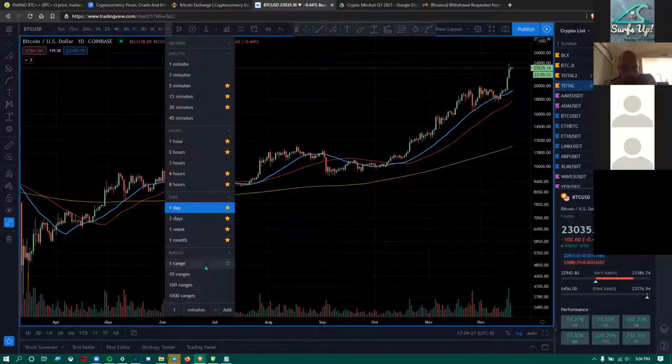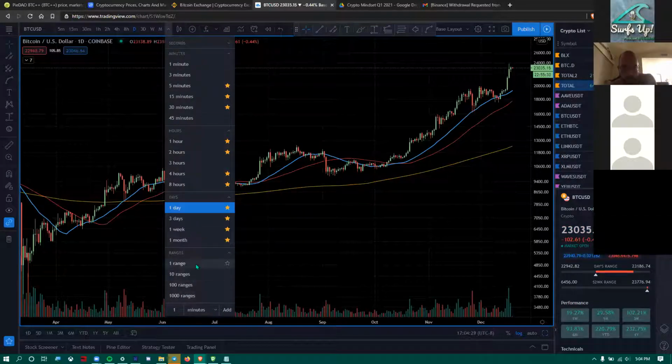It says one range. Yeah, I don't mess with those. Okay, okay. I honestly don't know what that means, but I would assume it means just like one unit. Okay. But I honestly don't know.